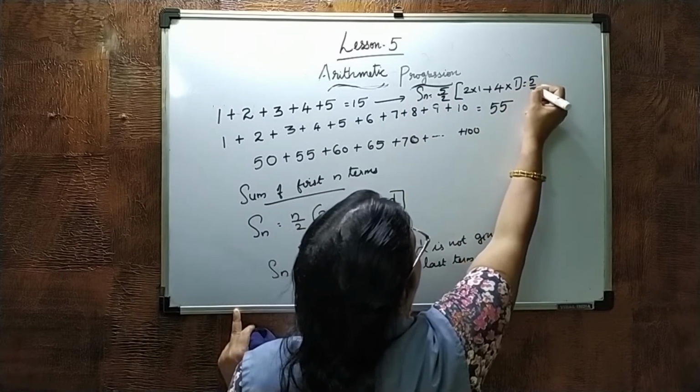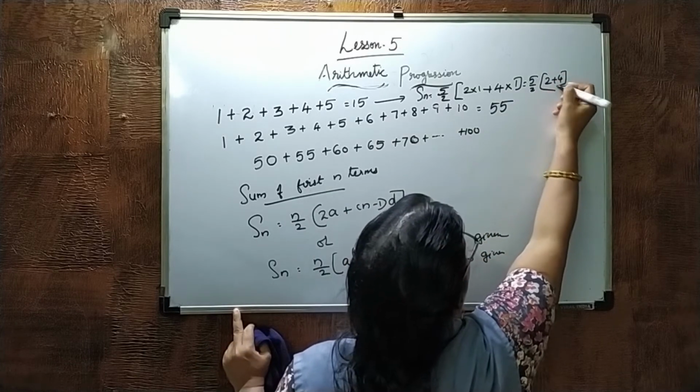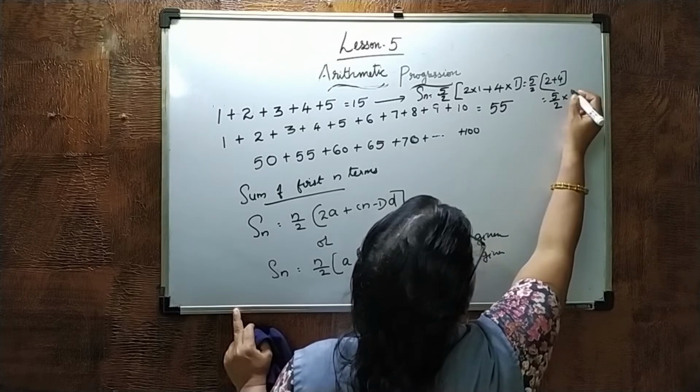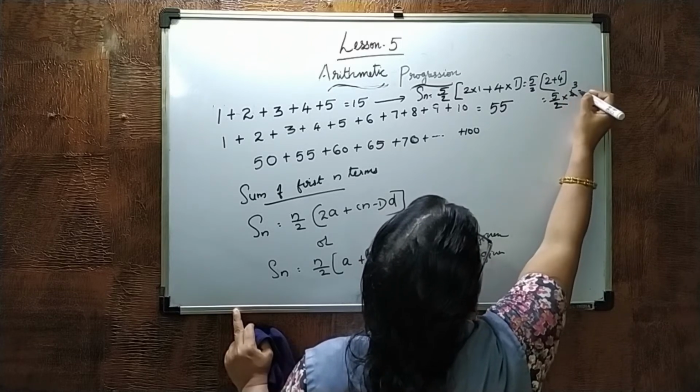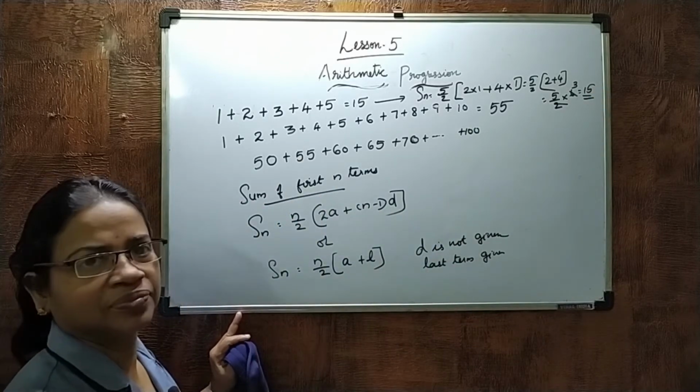Equals 5 by 2 into 2 plus 4. That means 5 by 2 into 6. Cancel, you will get the answer 50. Got the same answer. Right.